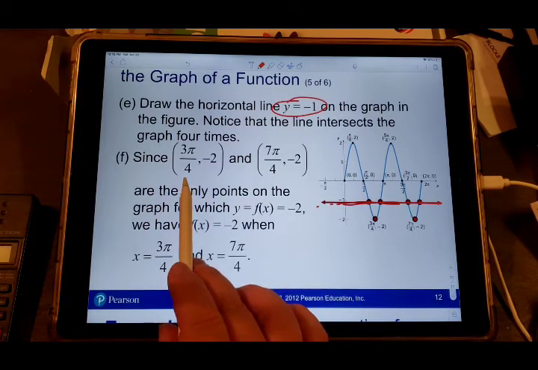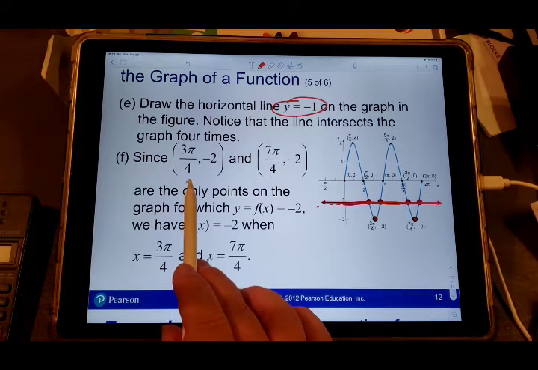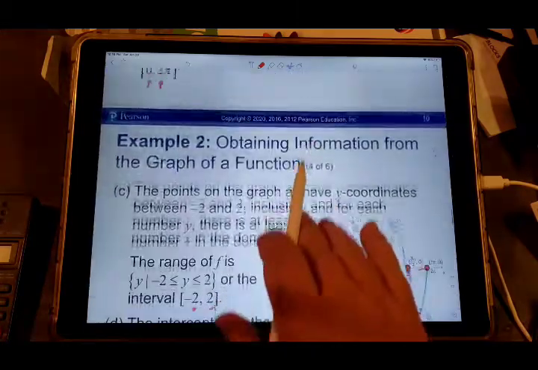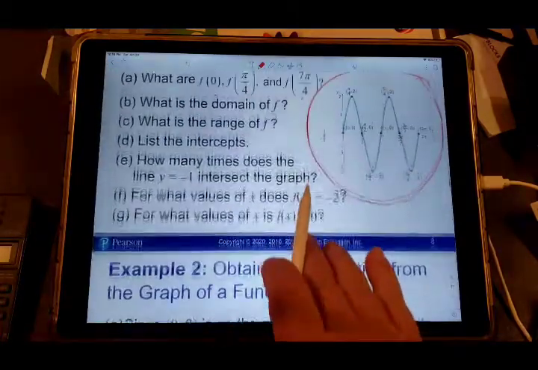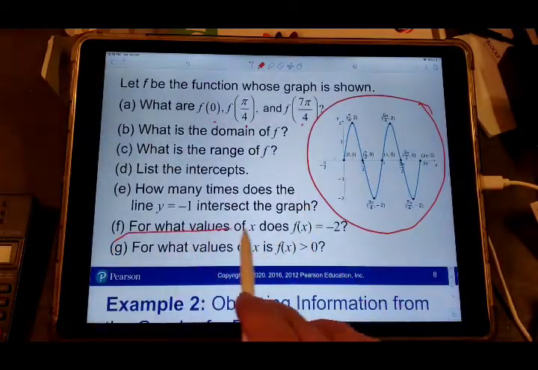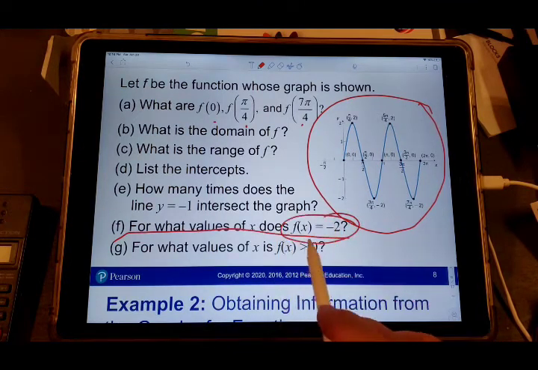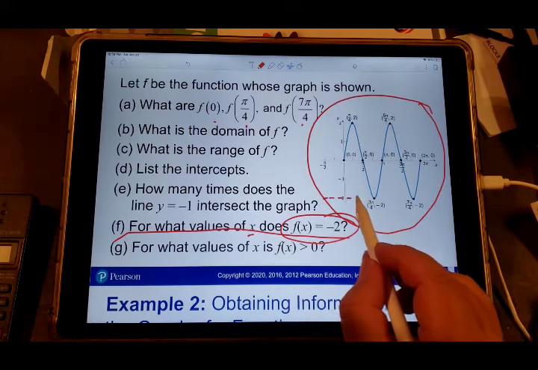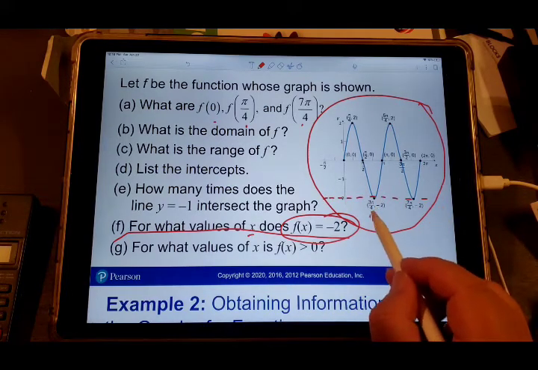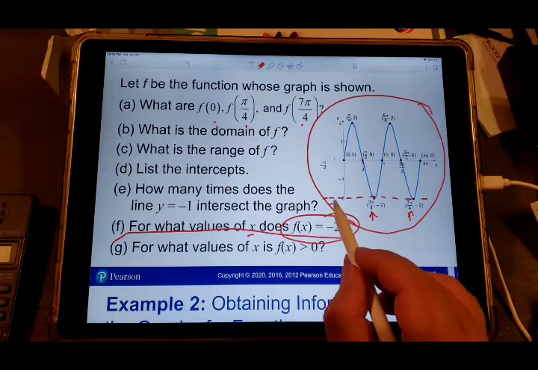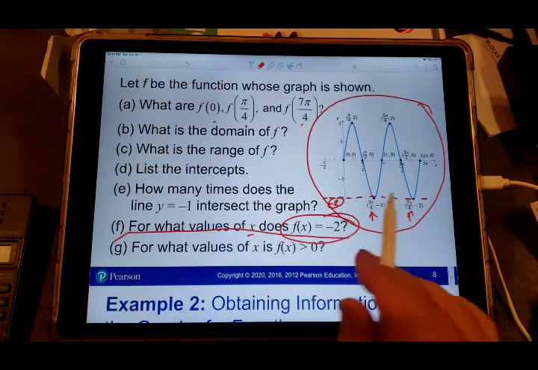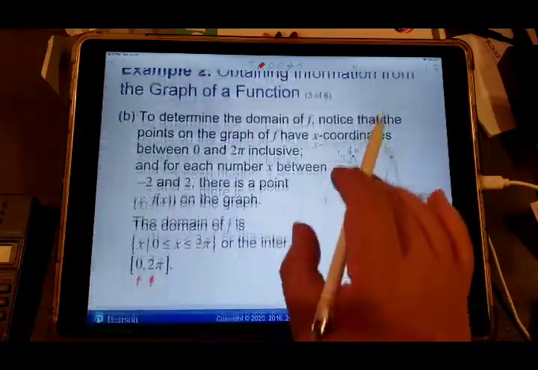Let's see. It looks like they're asking for the minimum. Let's go back to the question. Sorry about doing this. For what values does f of x equal -2? So now, what values of x? They're saying, look here, what were the x values, not the y values. I know the y value is -2, but what were the x values? And they were 3 pi over 4 and 7 pi over 4.